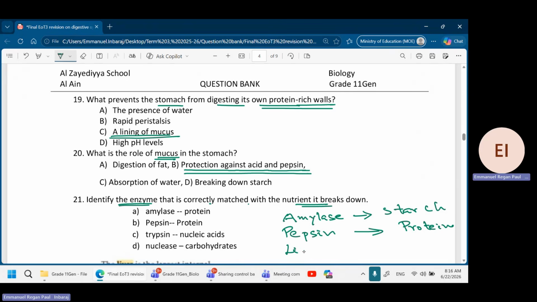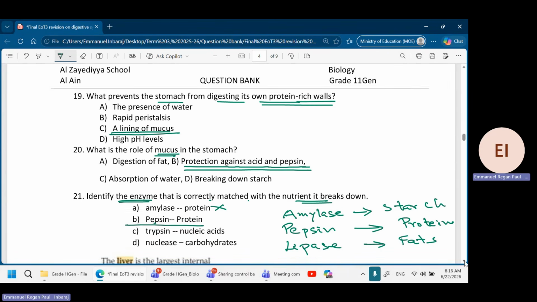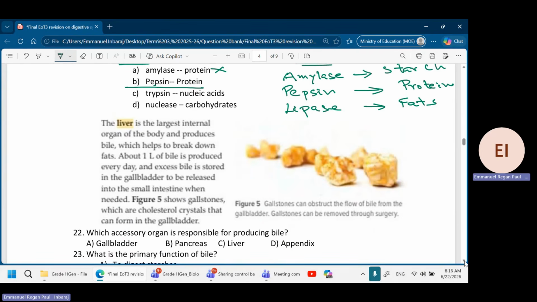And lipase is an enzyme which would break down fats or lipids. So which is correct here? Amylase, protein, so this is not correct. Pepsin, protein. Yes, this is the answer. Pepsin will break down proteins. Okay, so study all this. It's important. Now let's move on to the next part of it.